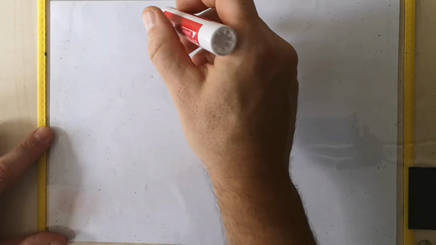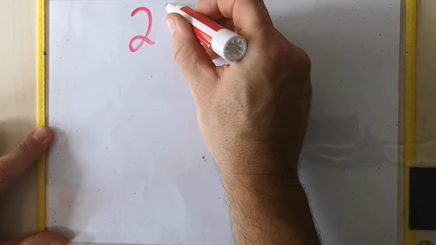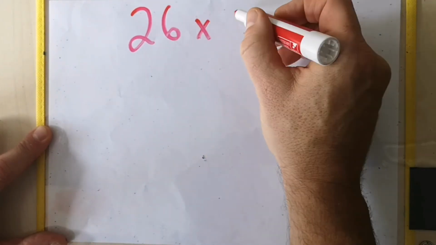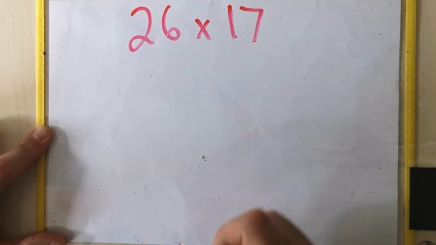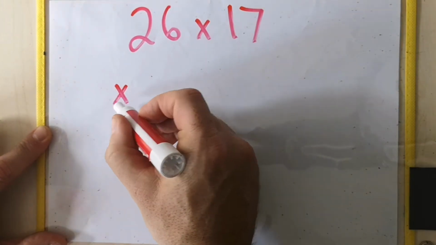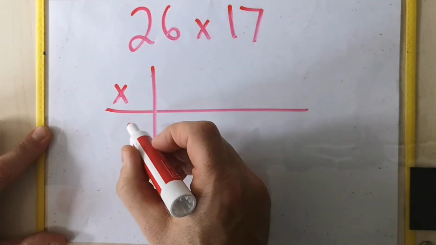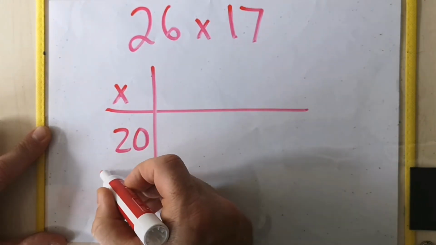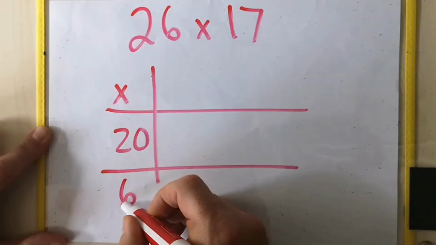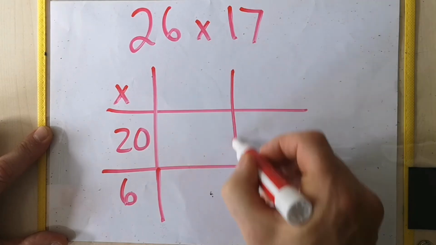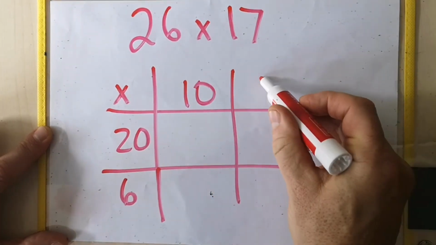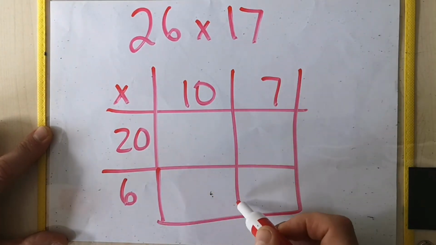And lastly, I can extend this into doing two-digit numbers by two-digit numbers in the same way. First, I'll make my small grid, and this way I can partition this 26 over here into a 20, and then a 6, and then the 17 will be a 10, and a 7. So it's the same grid.